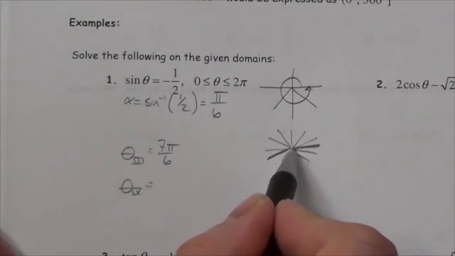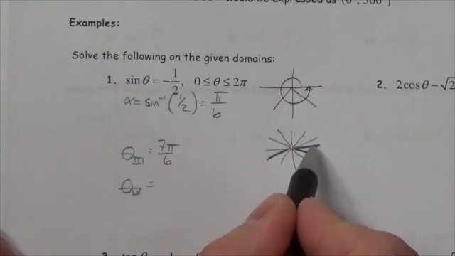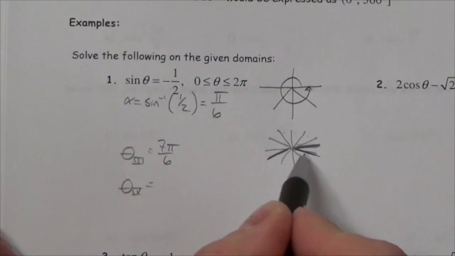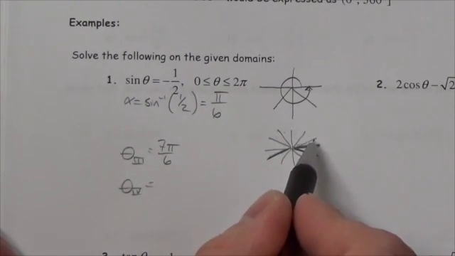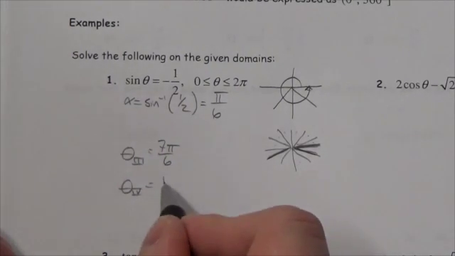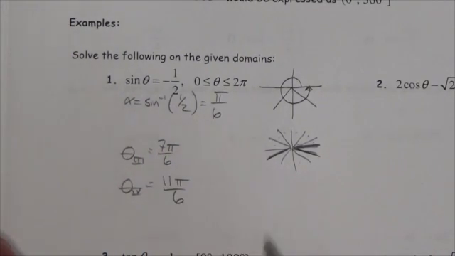In the fourth quadrant, here's my terminal arm, so the reference angle, the angle between the x-axis and the terminal arm, is pi over 6, and I just count that out too: 1, 2, 3, 4, 5, 6, 7, 8, 9, 10, 11. So in the fourth quadrant, that is 11 pi over 6. And so those are the two answers that we're looking for.